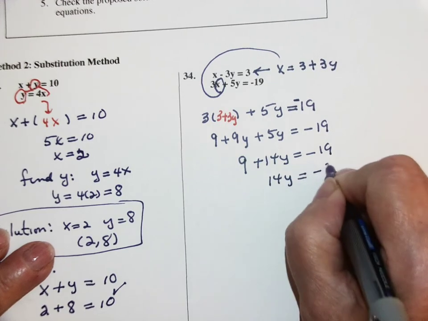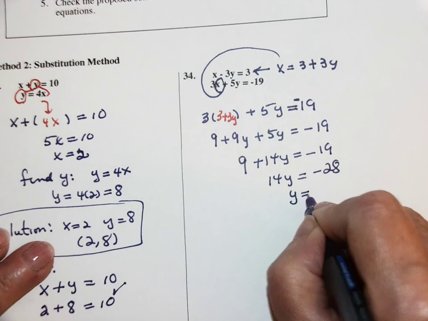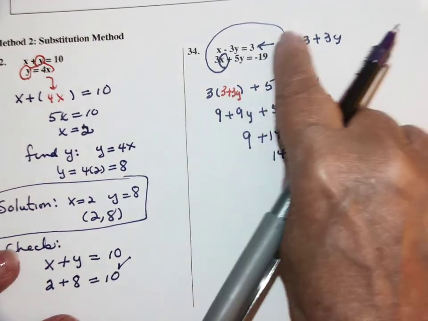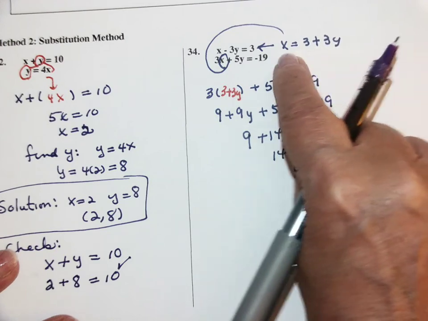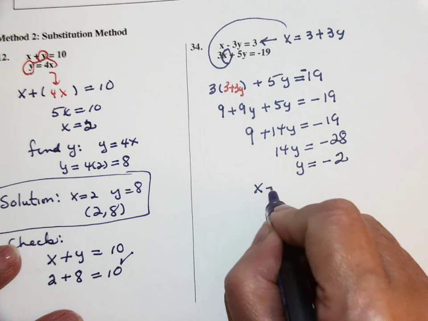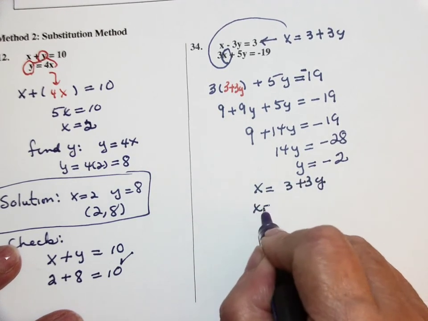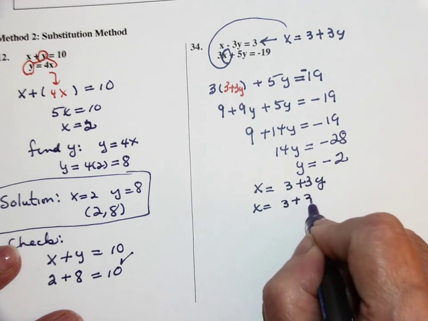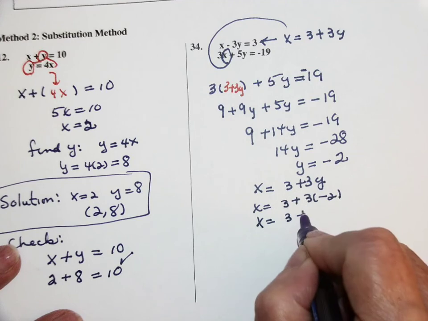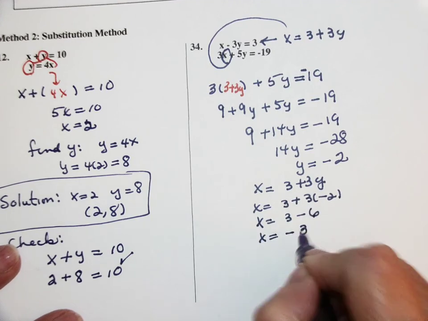14y equals negative 28, or y equals negative 2. Now I need to find x, but I do have an equation for x, and that's this one right here. I know that x equals 3 plus 3y, or x equals 3 plus 3 times negative 2. X equals 3 minus 6, or x equals negative 3.